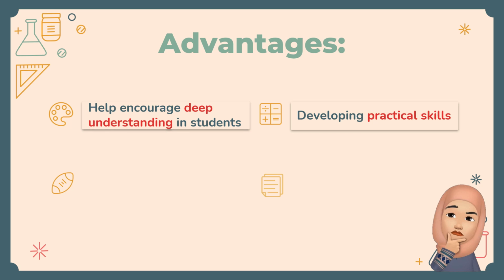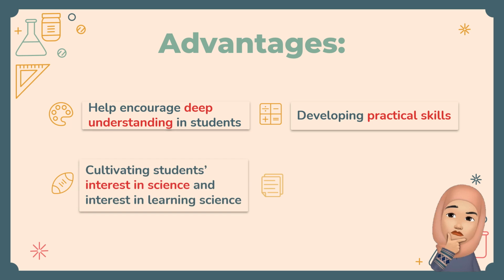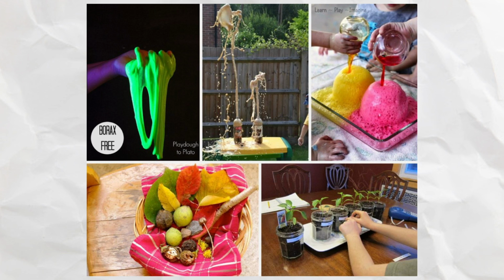Other than that, teaching science using experiment and laboratory skill also cultivates students' interest in science and interest in learning science. As a result of laboratory experiments that make science come alive, students may become interested in learning more about science and see it as relevant to everyday life.